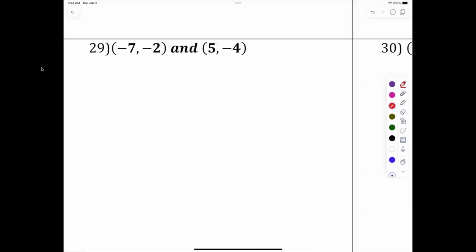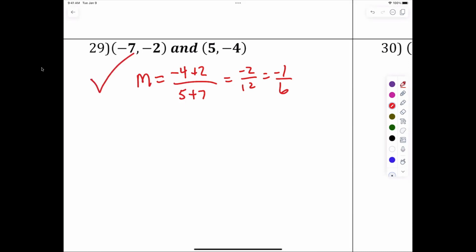All right, Liv, I'm listening. Hold on a second. -4. I like that. +2 over what? Yep. And what is that? Yes. Thank you. Anybody else get -1/6? If you got -1/6, you can at least calculate a slope. Anybody have any problems with -1/6?